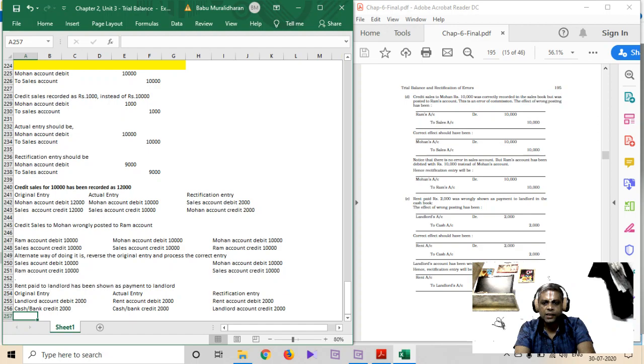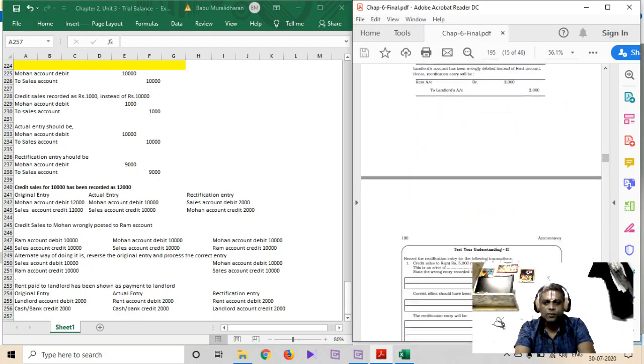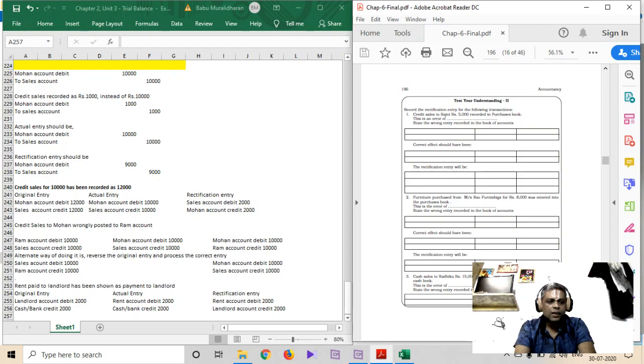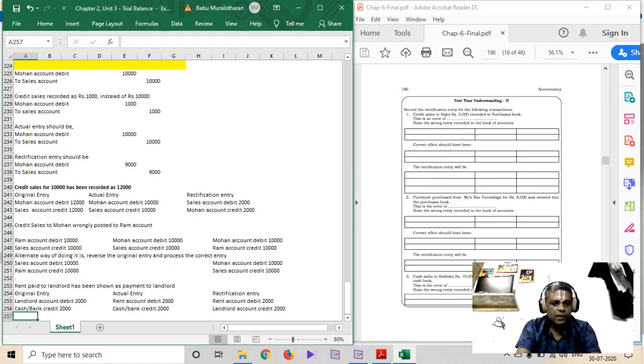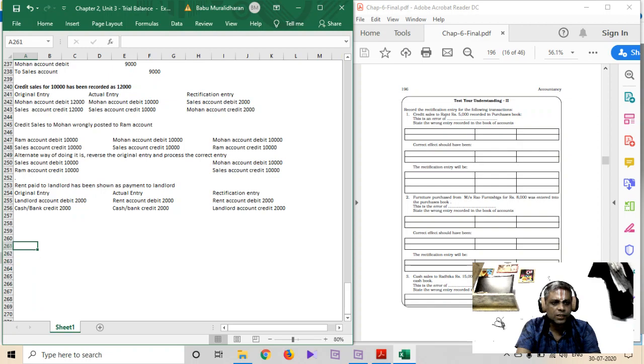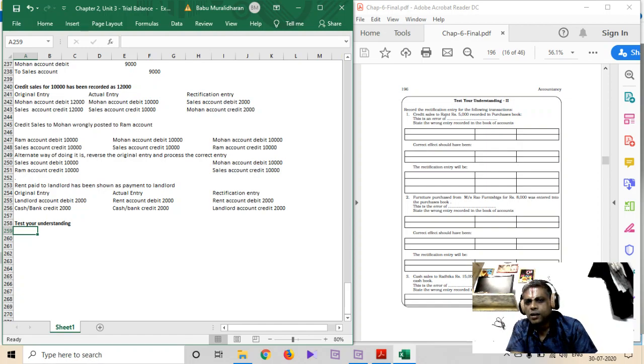Okay, let's look into some of the test your understanding type of questions. Test your understanding type of questions, right? Record the rectification entry for the following transaction. Credit sales to Rajni for rupees 5,000 recorded in purchases book. Make it bigger.